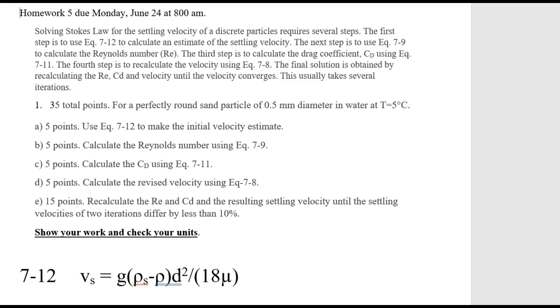The video that was example 7.1 has a couple of issues, so we're going to go through that information again. The first step that you'll have in this homework assignment is to calculate the initial estimate of the settling velocity based on the diameter of the particle, the viscosity of the liquid, and the density difference of the solid and the liquid.